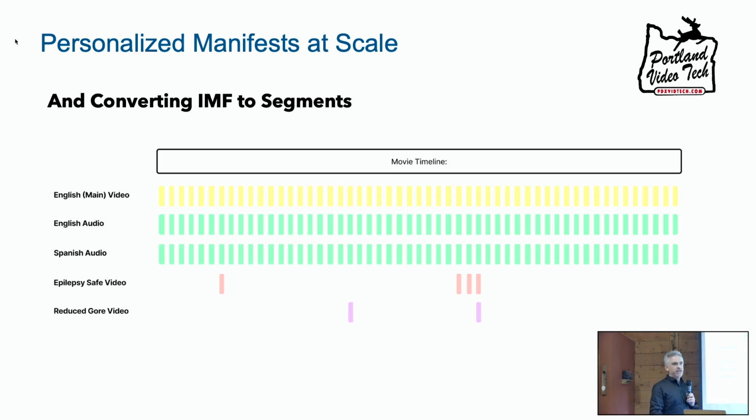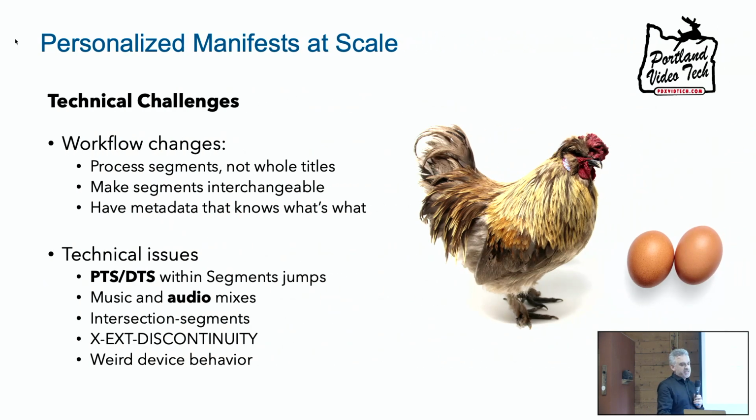In the standard manifest, you would show the yellow segments. In the epilepsy safe video, you would show the yellow ones, but replace those where applicable with the epilepsy safe red ones. So, technical challenges.